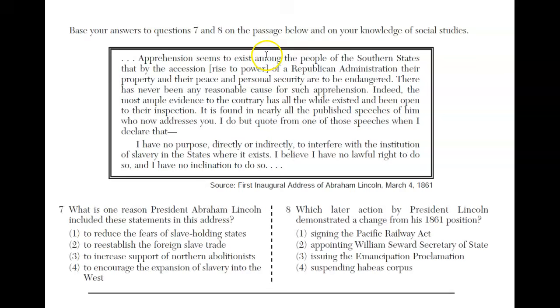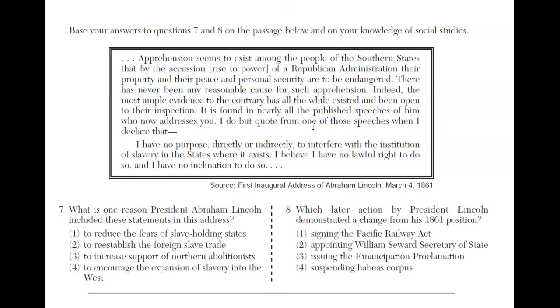Apprehension seems to exist among the people of the southern states that by the accession of a Republican administration, their prosperity and their peace and personal security are to be endangered. There has never been any reasonable cause for such apprehension.